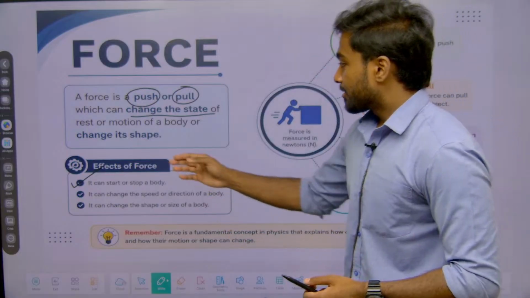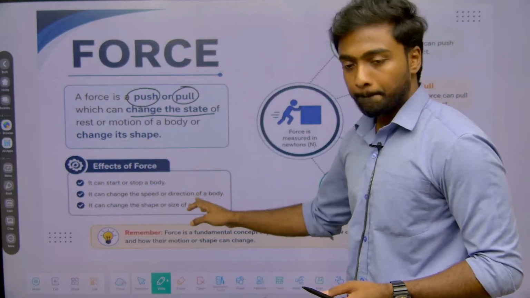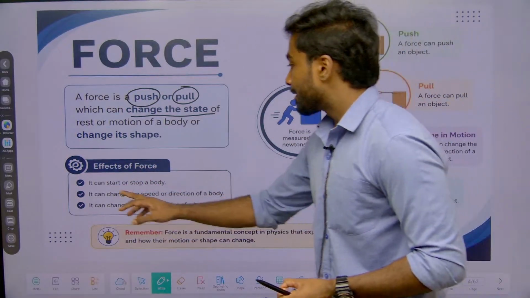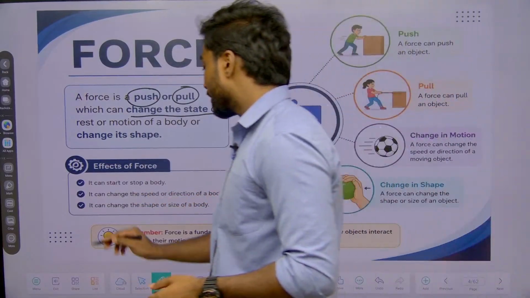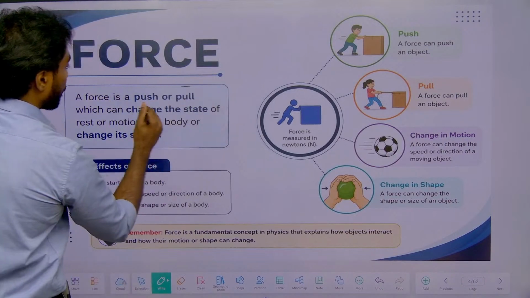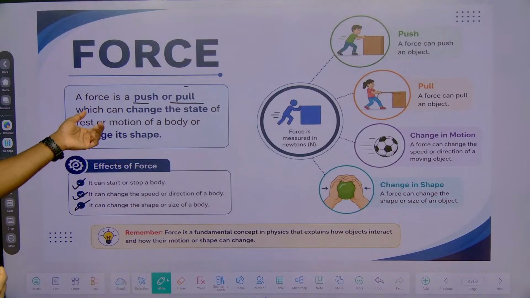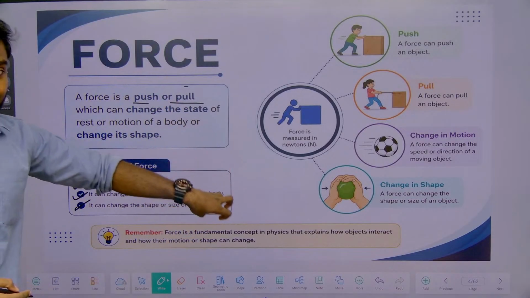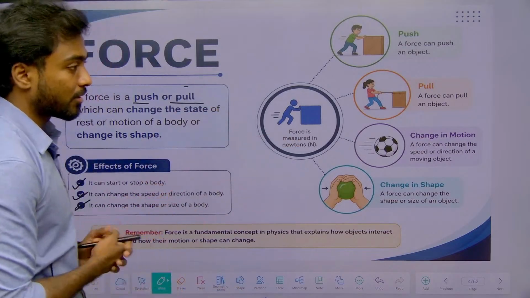So the effects of force: it can start or stop a body, it can change the speed or direction of a body, and it can change the shape or size of a body. Three things. You can note these points: either a push or a pull, and change the shape of a body. So this is how forces make effects on bodies.